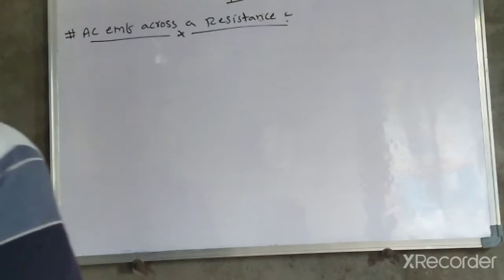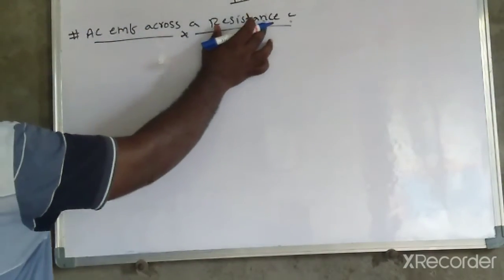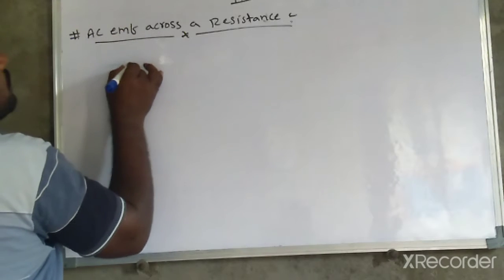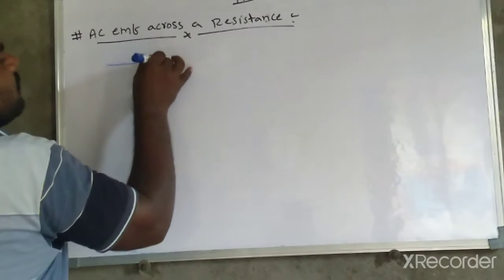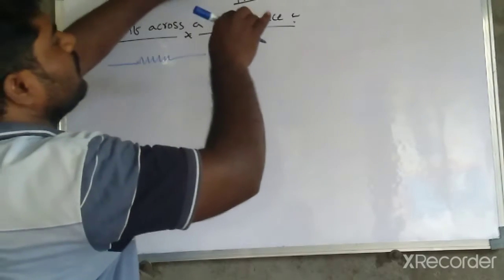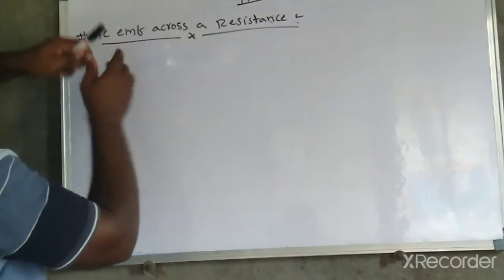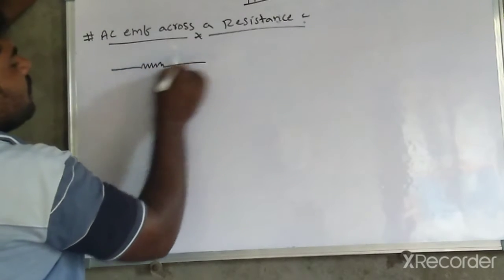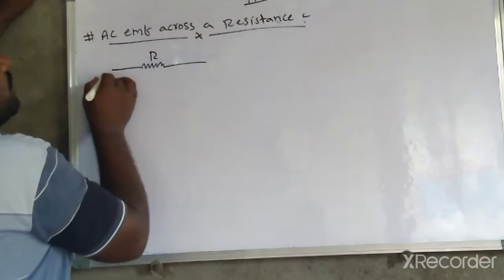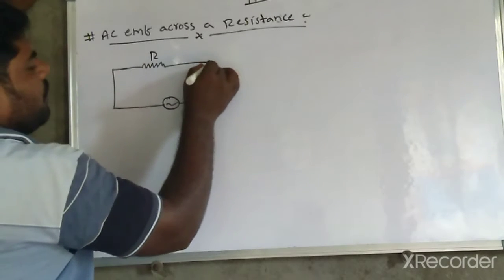Here we are going to discuss the AC EMF across a resistor. This is a resistor, named R, and across this resistor we connect an AC EMF.